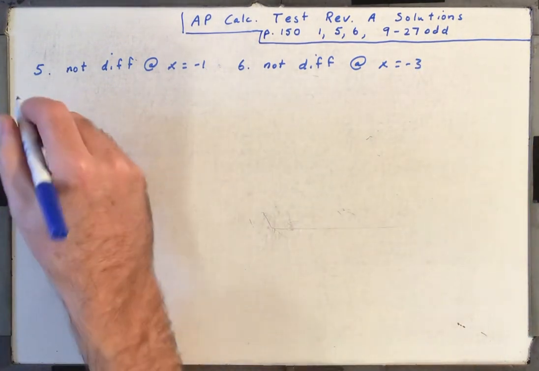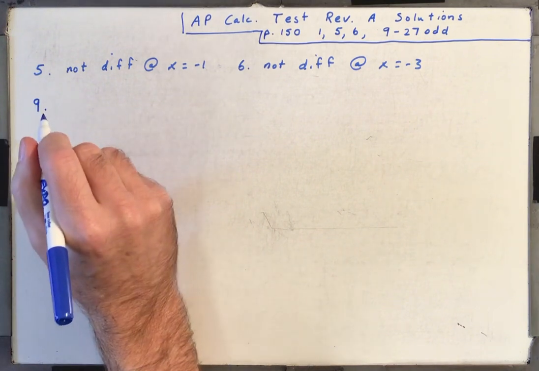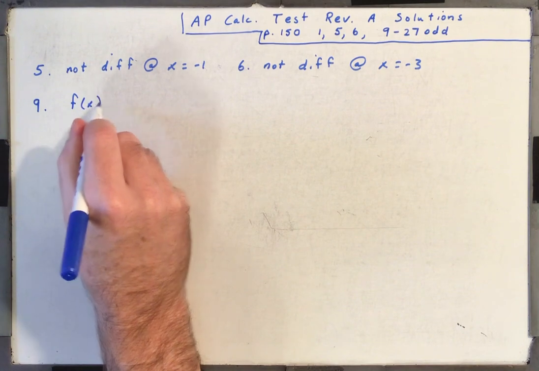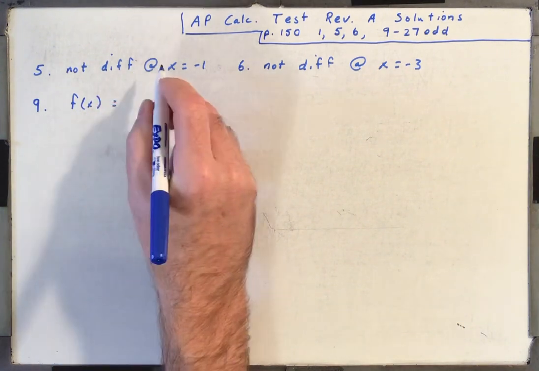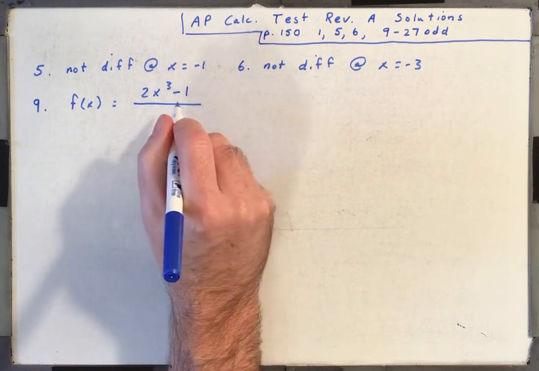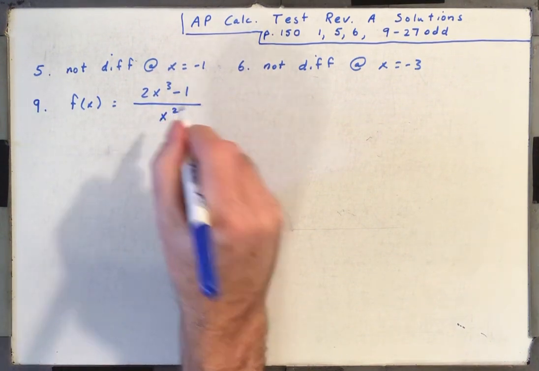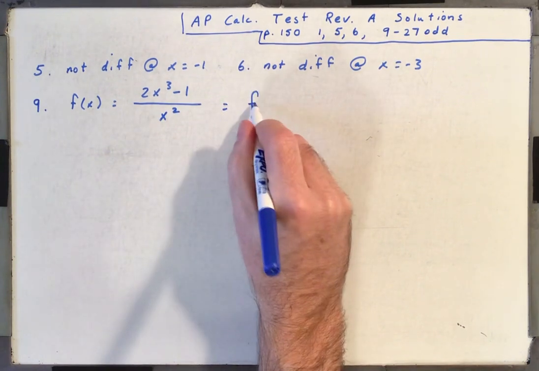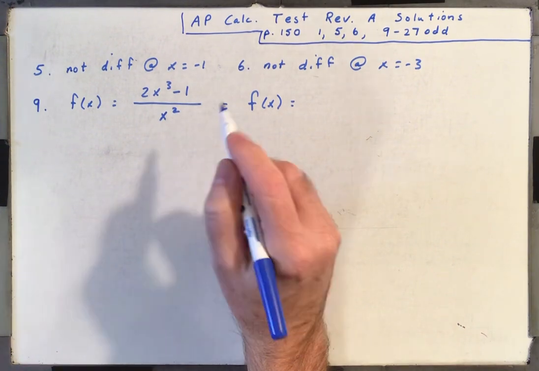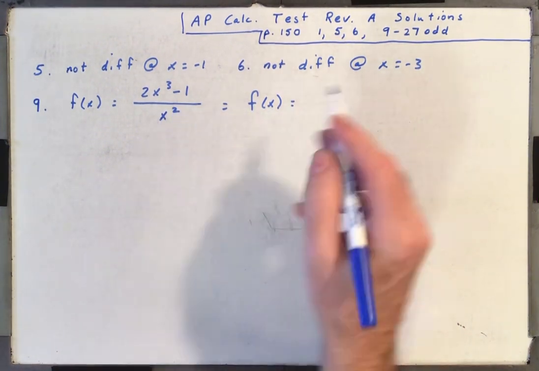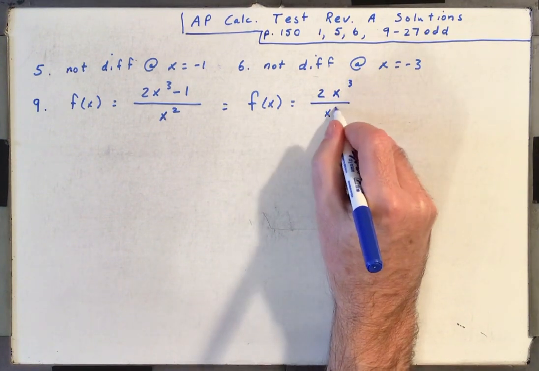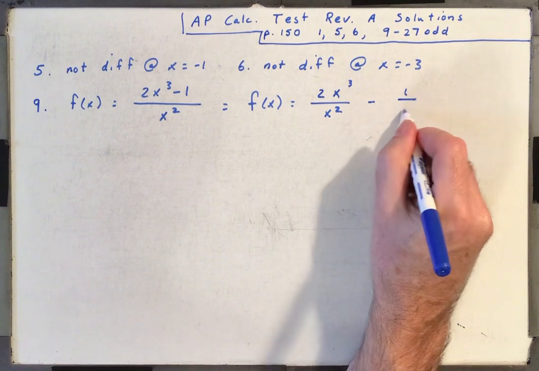All right, number 9. So for the rest of the assignment, we're just taking derivatives. So we have f of x is equal to 2x cubed minus 1 over x squared. Let's rewrite this. Now you could skip this if you wanted. I'm not going to do the quotient rule if I don't have to, and I've only got one term in the denominator, so we could rewrite this as 2x cubed over x squared minus 1 over x squared.